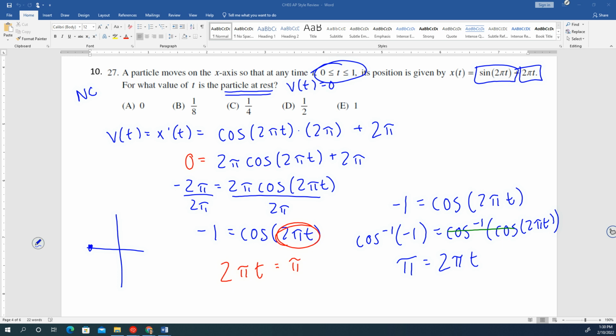So we can easily solve this then for t. Either of these. We get 1/2, which was in that interval in between 0 and 1.